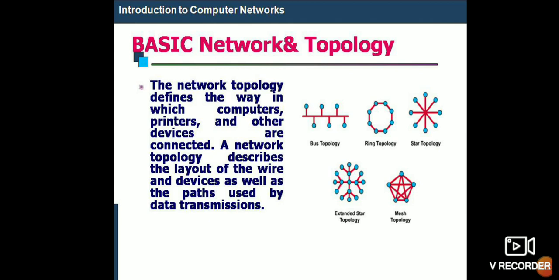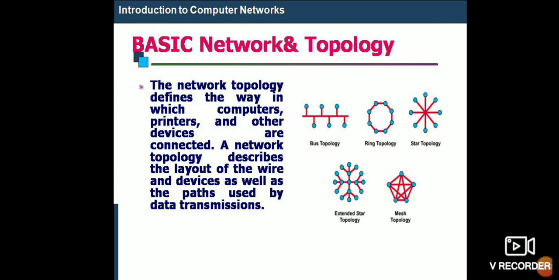This shows the various types of topology. Bus topology, in which the nodes are connected in the form of a bus, one by one. This is a ring topology. In ring topology, the nodes are connected in the form of a ring. The output of one node is connected to the input of the next node, and the input of each node is the output of the previous node.